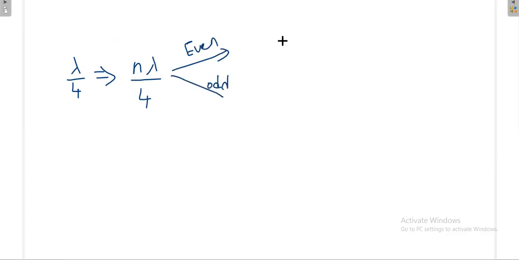Okay, and again in general, how can we write this? Once you have lambda by 4, suppose they introduce nλ/4, now n can be even or n can be odd. If n is even, definitely finally you will get nλ/2 format, so you will get something similar to a lambda by 2 line, and the nature goes similar to the lambda by 2 line.